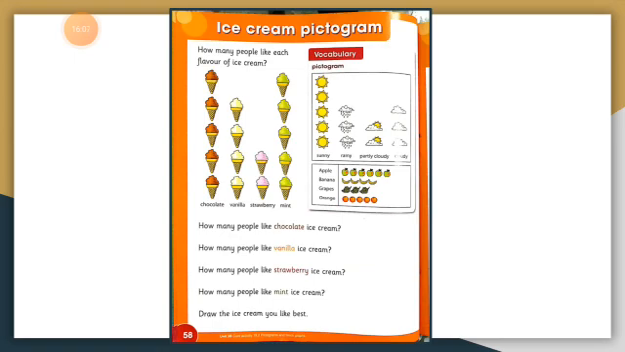Ice cream pictogram graph. Here we will make the pictogram graph. See, look at this page. On page number 58, how many people like each flavor of ice cream? We have the ice cream on this page. We will write down the answers to the questions given at the end. How many people like chocolate ice cream? How many people like vanilla ice cream? How many people like strawberry ice cream? How many people like mint ice cream? At the end, we will make our favorite ice cream also.